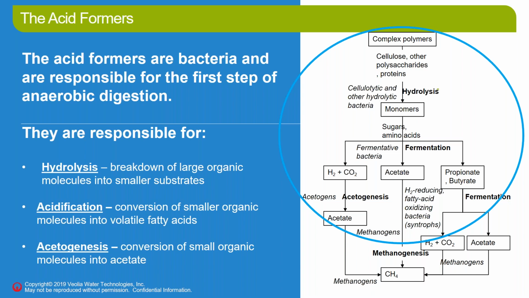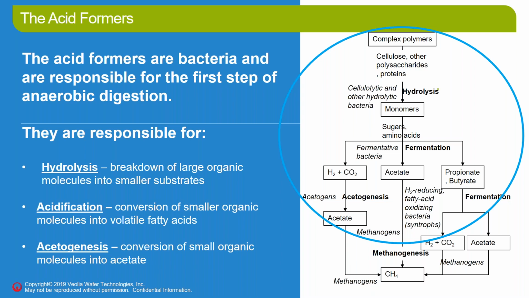Now, once you have those slightly smaller molecules dissolved in water, you're going to do acidification. In the acidification step, you're going to take those sugars and starches and other carbohydrates and convert them into volatile fatty acids. And if you remember from our previous webinars, these fatty acids are acetic, propionic, and butyric acids. So they're very common acids. Remember that acetic acid is just vinegar.